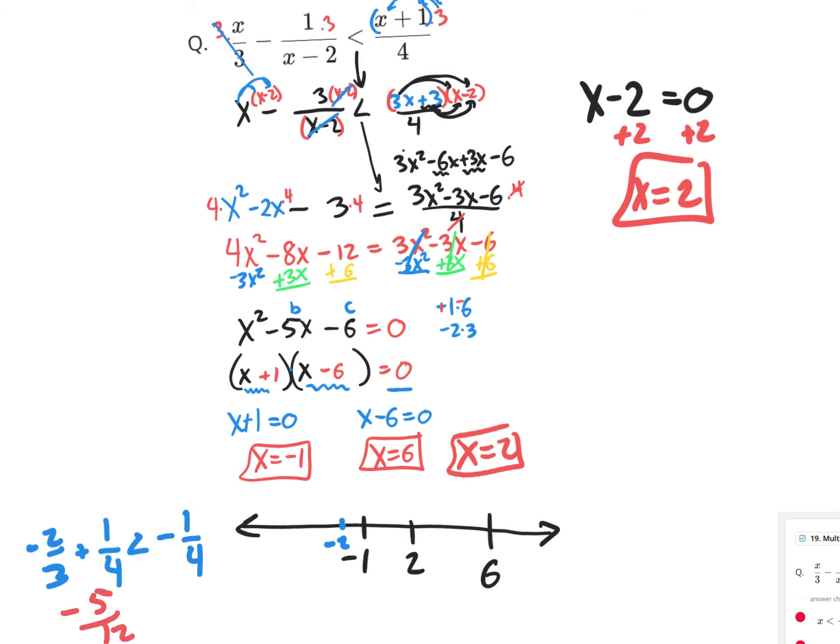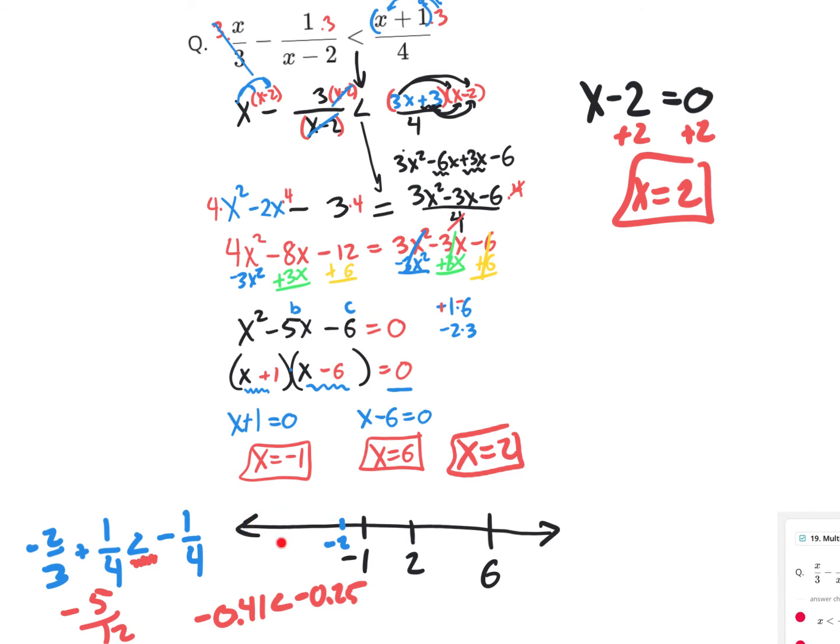And negative 5/12 as a decimal, the calculator could do it for you. That's negative 0.41. Okay. And the question is, is that less than negative 1/4, which is negative 0.25? And the answer is yes. So this did work, okay? This answer, -2, did work.